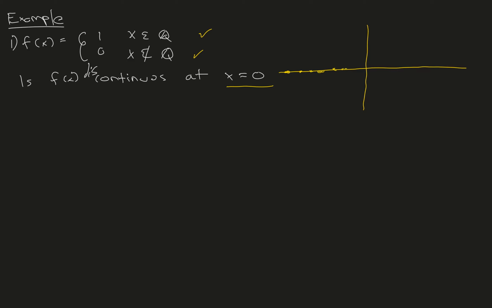It's 0 on the irrationals, and we know there are a lot of irrational numbers, and it's 1 on the rationals. We know there are a lot of rationals because of the density of the rationals and the irrationals in the reals. So we can see that it's discontinuous. But now let's go ahead and prove it at one point, which is 0.